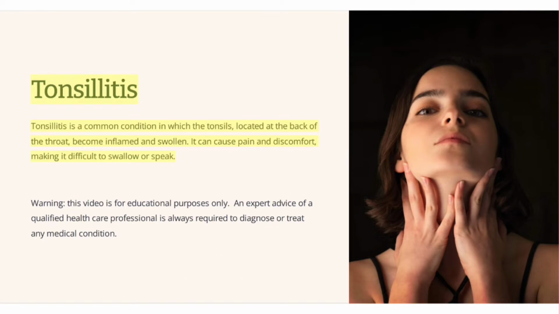Tonsillitis. Tonsillitis is a common condition in which the tonsils, located at the back of the throat, become inflamed and swollen. It can cause pain and discomfort, making it difficult to swallow or speak.